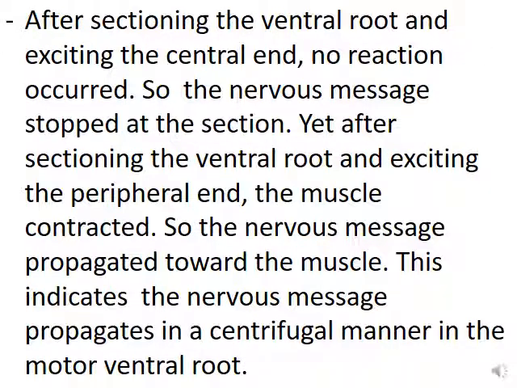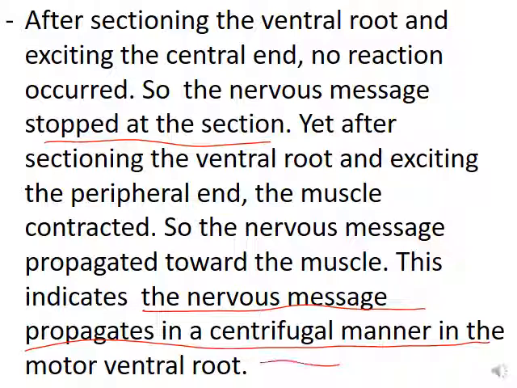Then, third experiment, after sectioning of the ventral root and excitation of the central end, there is no reaction. So the nervous message was stopped at this section. Whereas, after sectioning the ventral root and exciting the peripheral end, the muscle contracted. So the nervous message propagated toward the muscle. This indicates that the nervous message propagates in a centrifugal manner in the motor ventral root. So you have to know that the nervous message propagates in the centrifugal manner in the motor ventral root.